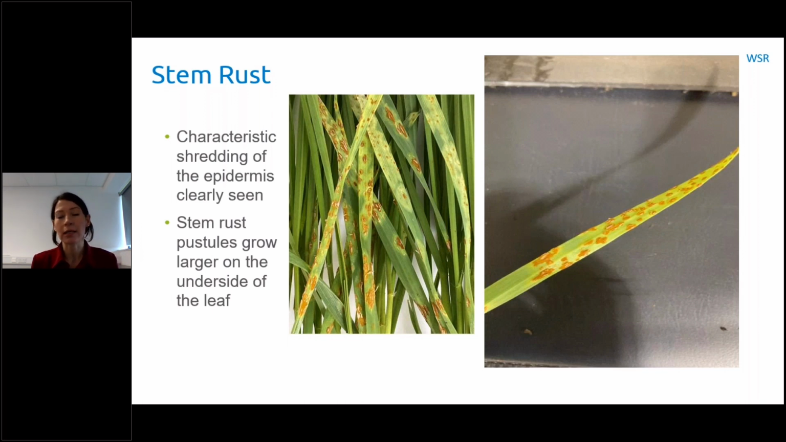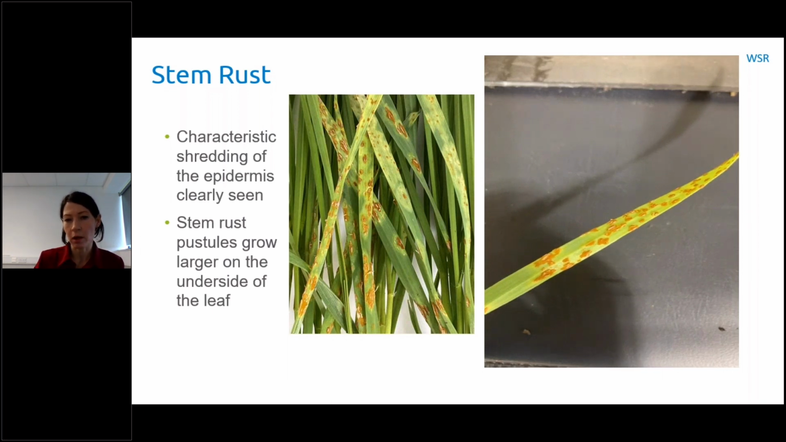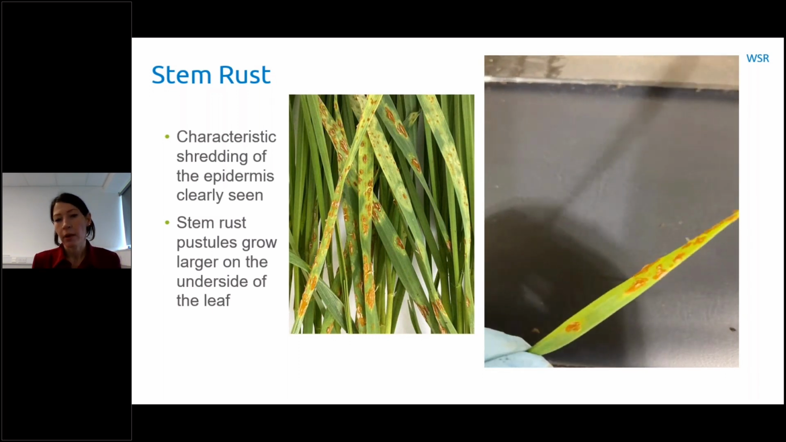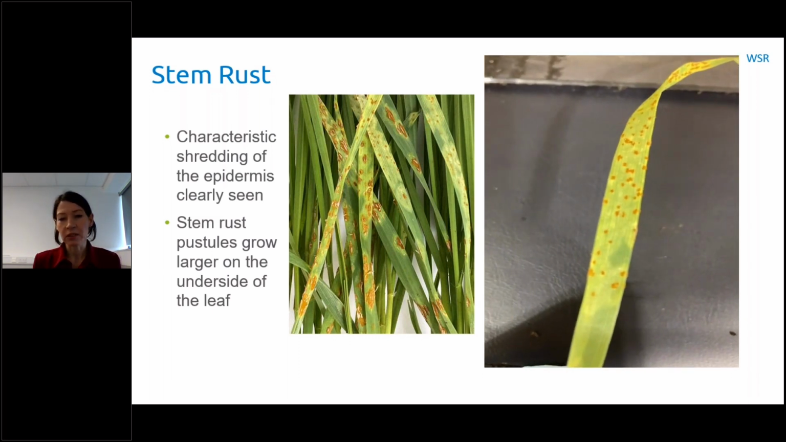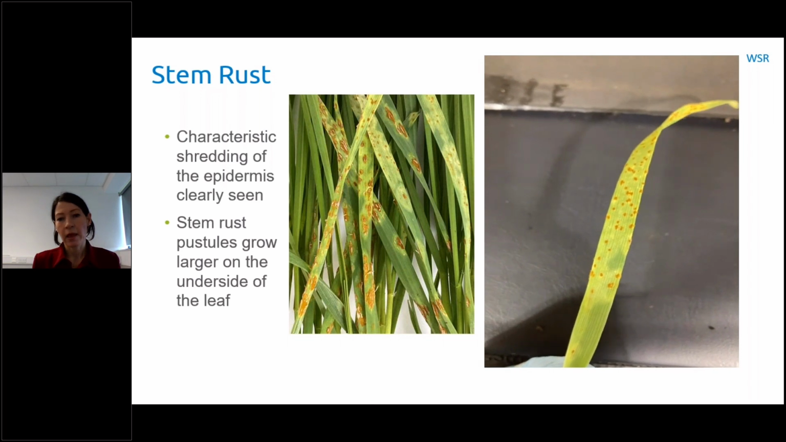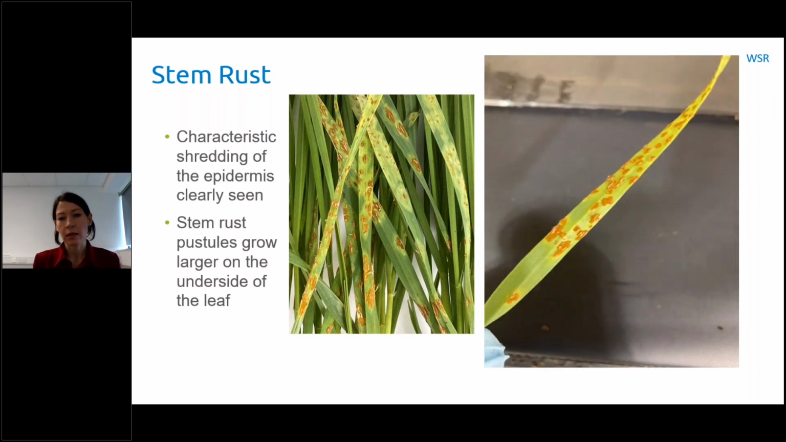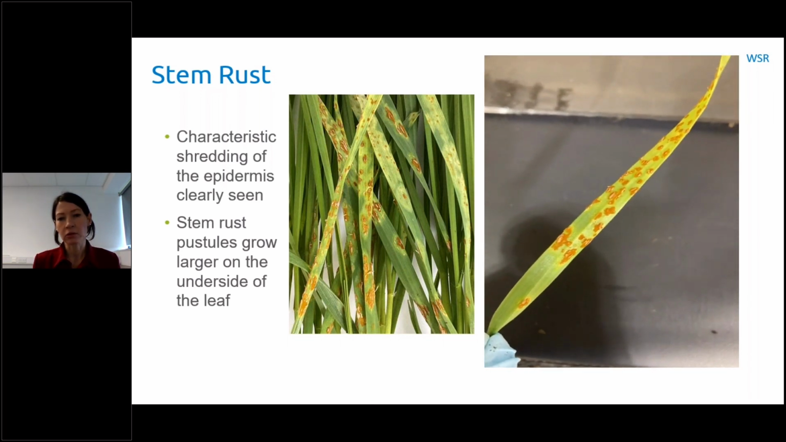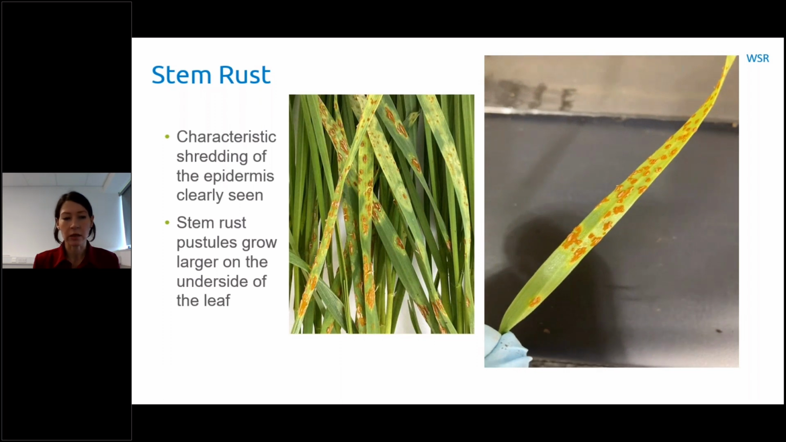So if you are looking at it in the late summer this year, always check the underside of the leaf. And I don't know if my video works, I just wanted to show you that. So this is the upper surface of a leaf. And then if you turn it over, you can see the stem rust pustules develop much more on the underside of the leaf.